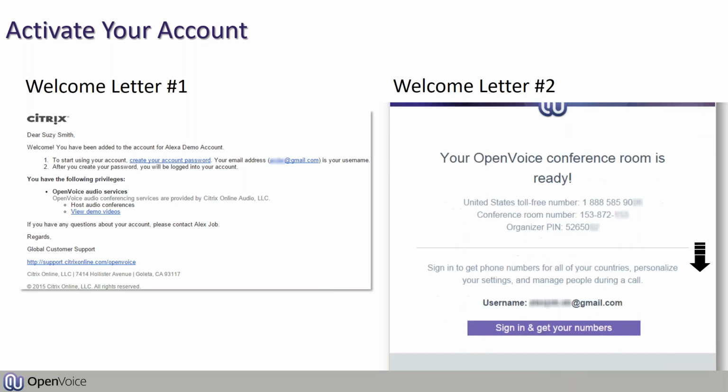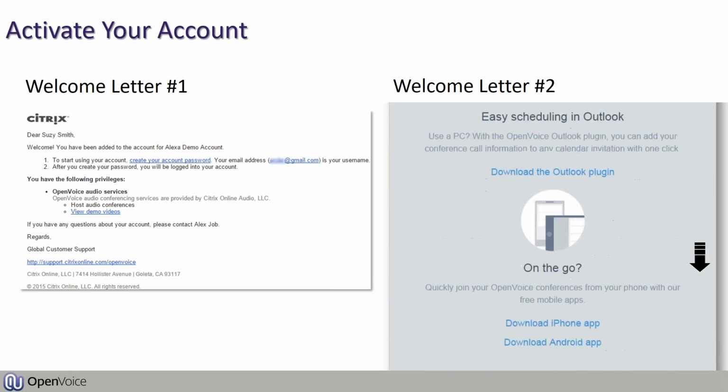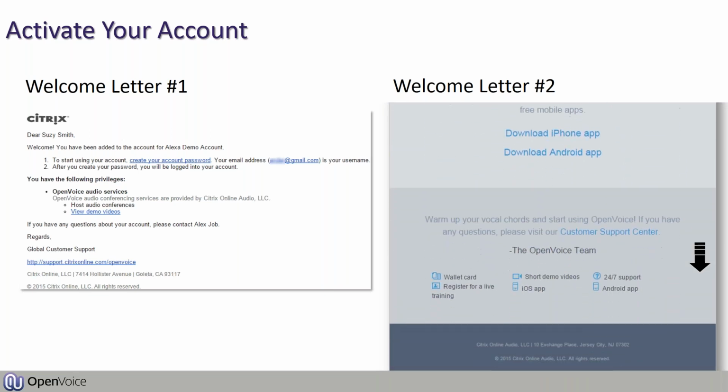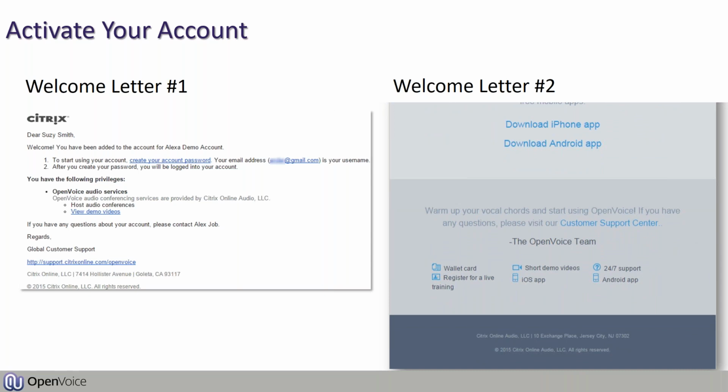Also included in this email is a link to the OpenVoice organizer website, where you're going to find the full list of the international access numbers available on your account, in addition to direct links for the Outlook plugin and our mobile apps. At the very bottom of the email, notice you're going to have access to quick links to the wallet card, as well as our support and training resources. Remember, we're 24/7 here.